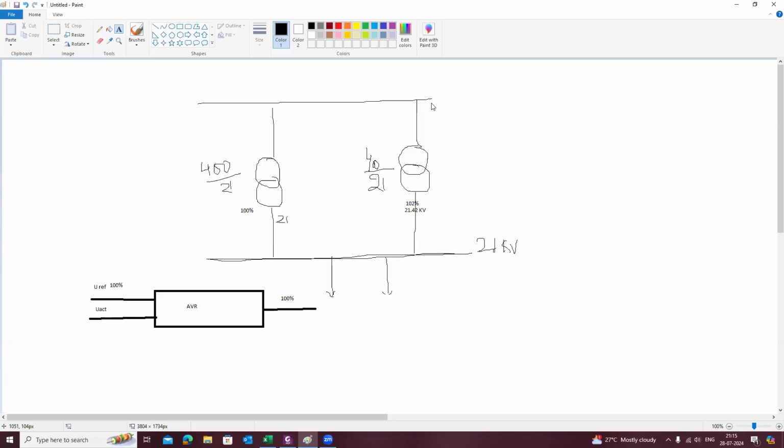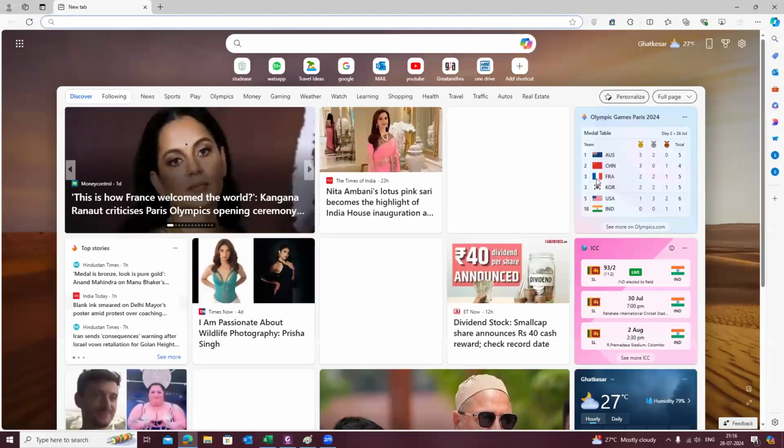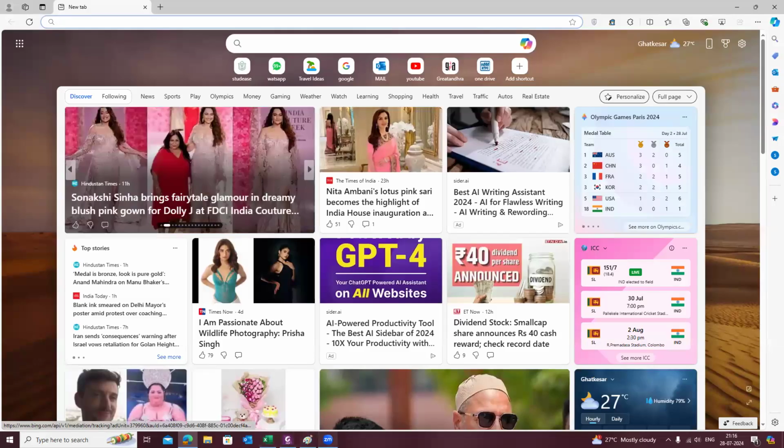Whereas if you take the case of a 210 megawatt generator, okay. Just, sir, give me 1 second. I will try to show you one simple example.